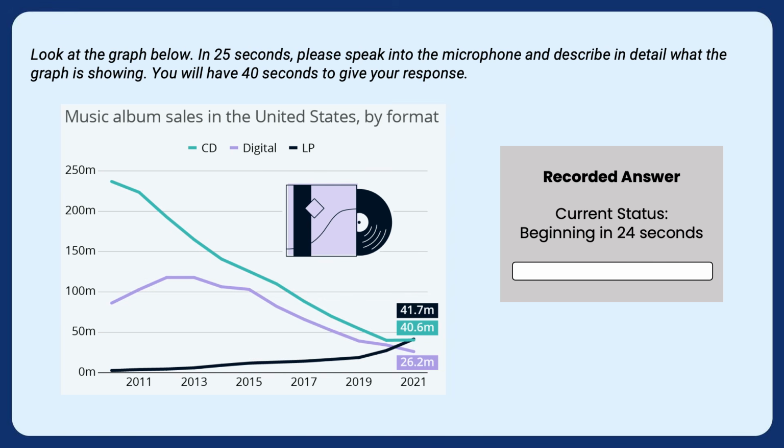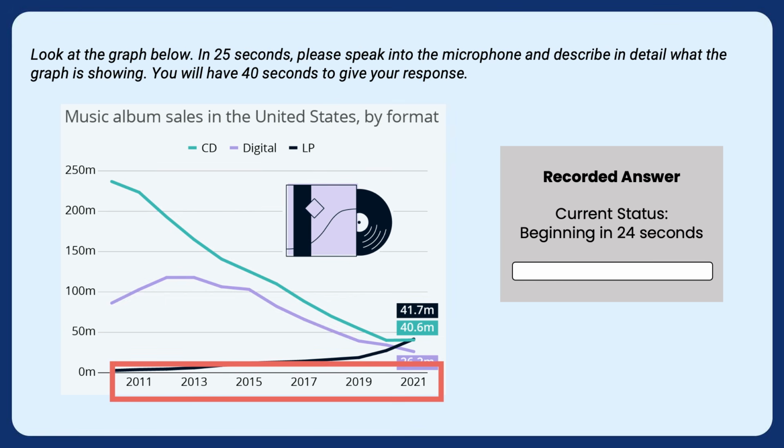Okay, let's analyze a describe image together. All right, so imagine the time starts and we have 25 seconds to understand the image before we begin saying anything. The first thing you need to do is read the title. Every graph or image you see will have a title. Music album sales in the United States by format. And if you look carefully, you can see 3 different formats: CD, digital, and LP. These formats correspond to the colors of the lines. So you can see the green, purple, and black line.